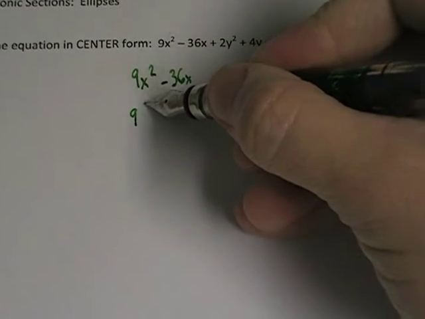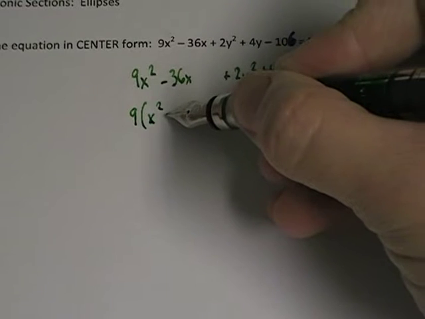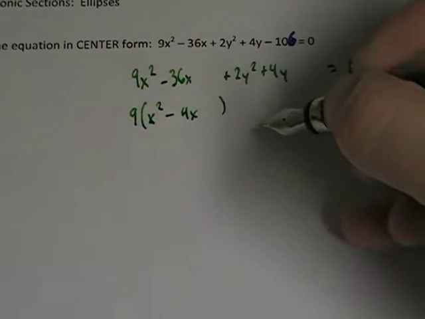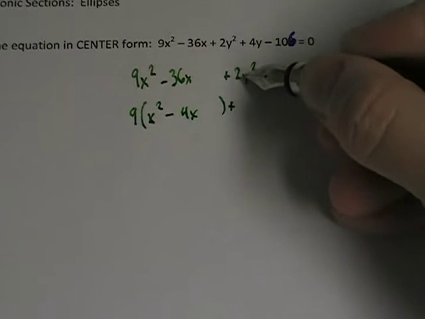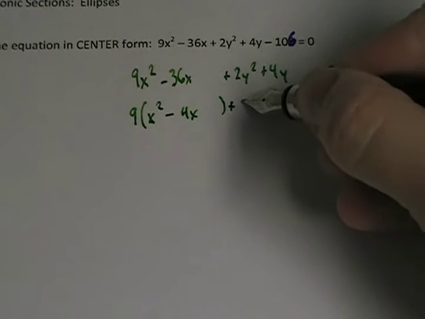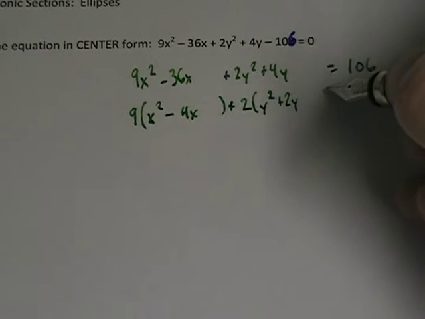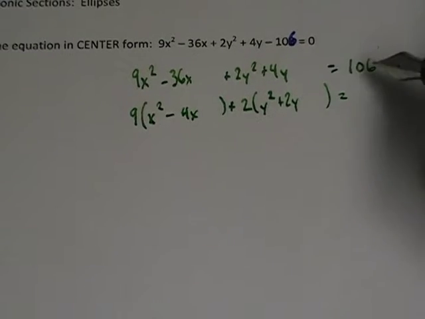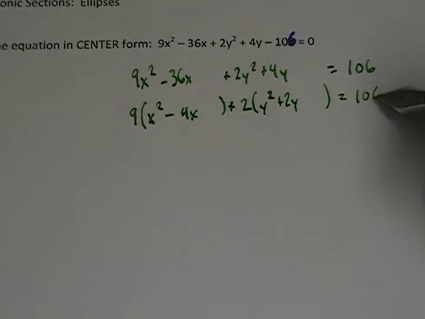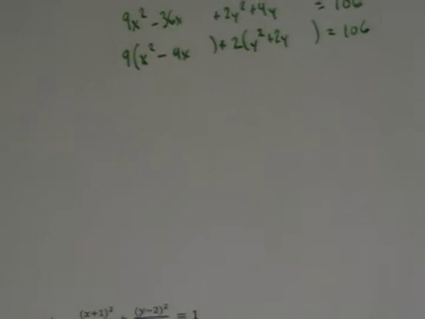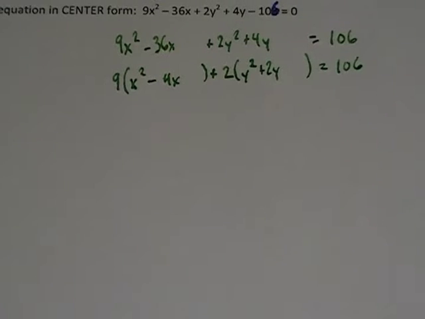We're going to factor out a 9 and we get x squared minus 4x, and we'll leave a little room, and then we'll get plus, and we're going to factor out a 2 here, and we get y squared plus 2y, and we'll leave a little room, and then we'll just keep this 106 as is, okay?